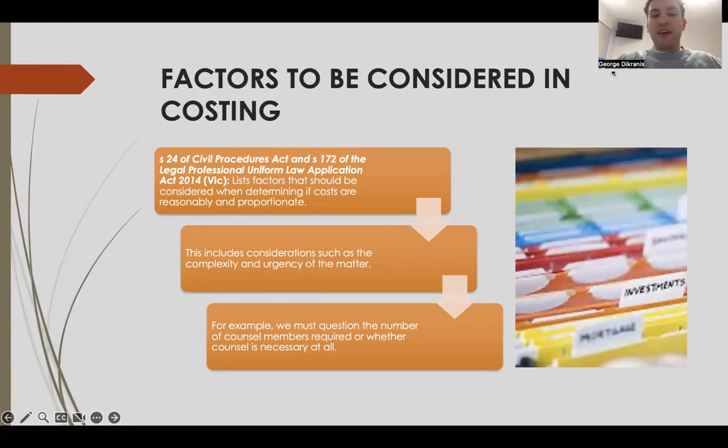Lastly, we need to consider factors such as complexity and urgency of matter when formulating legal costs. For example, we can comply with the considerations of complexity and urgency of matter when briefing counsel. With these considerations, we can decide how many counsel members we require, or if we need a senior counsel at all, to ensure that clients are not paying unreasonable amounts for their case.